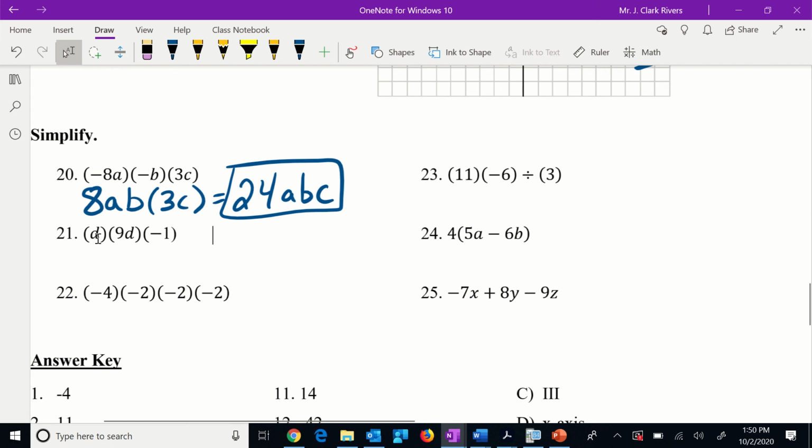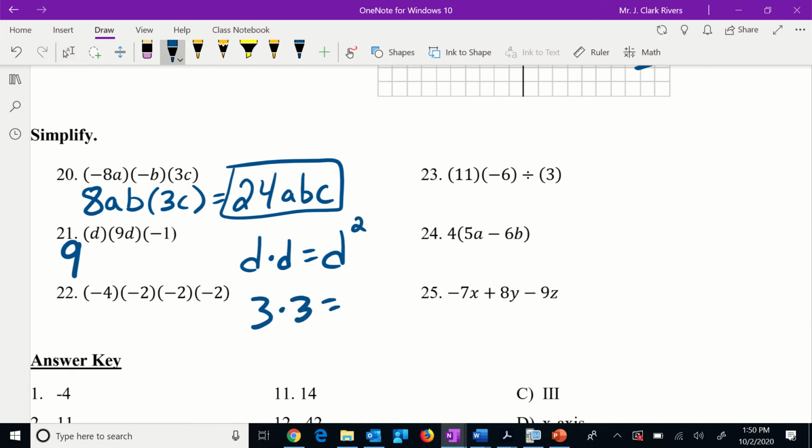All right, number 21. D multiplied by 9d. What's a positive multiplied by a positive? A positive. What number's in front of this d here? It's a 1, right? So 1 multiplied by 9 is 9. And d multiplied by itself, d multiplied by d, is d squared, right? Just like 3 multiplied by 3 is 3 squared, which is 9, and 5 multiplied by 5 is 5 squared, which is 25. We're going to rewrite d times d as d squared.